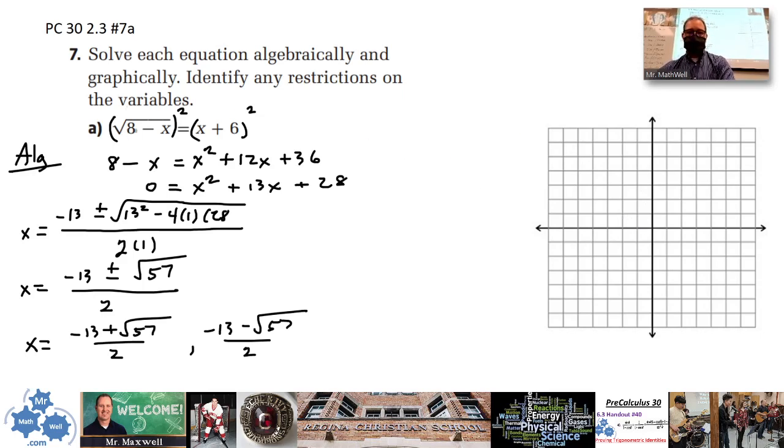So root 8 minus x. If you do a quick table of values here for this left side, I'm going to graph this left side by itself. So 8 minus x.